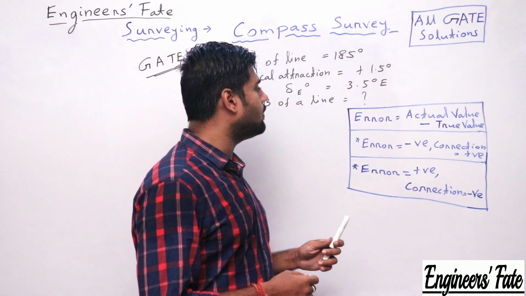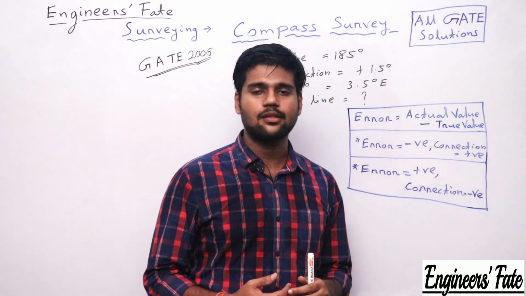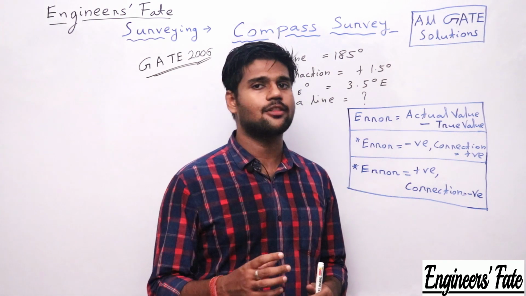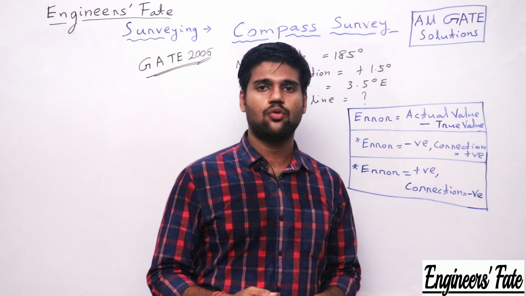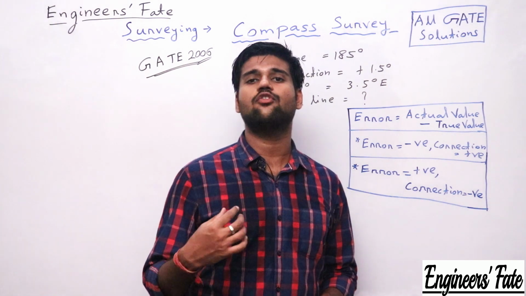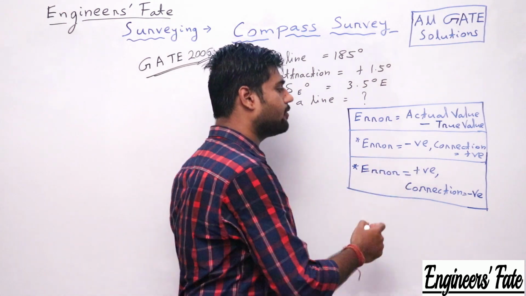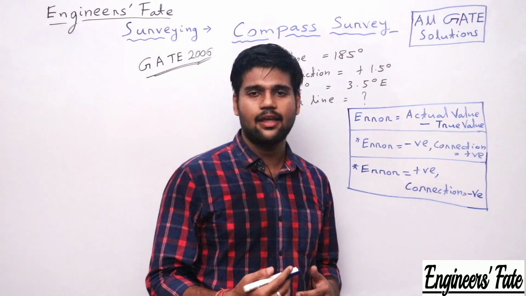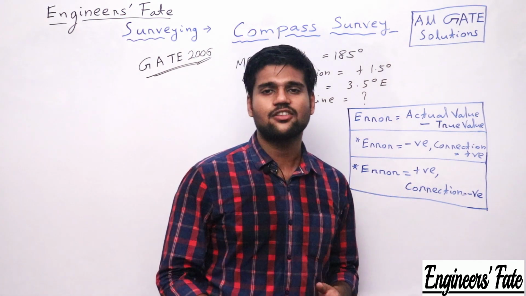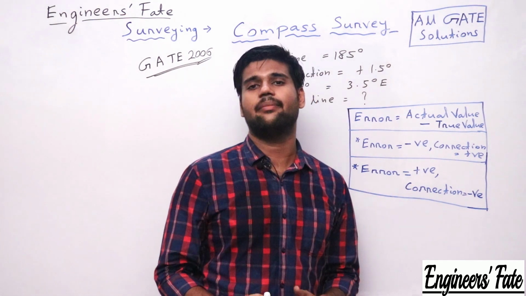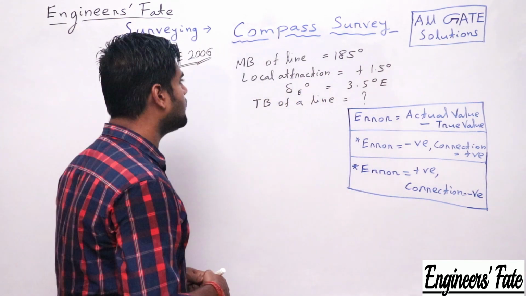So what is the error? Error means actual value minus true value. Actual value means whatever the value is given in the question, and the true value means the correct value, which is the value you have to find. If error is negative, the correction should be positive. If error is positive, the correction should be negative. So I think this thing will be clear. So please note this thing. Now we'll solve the question.